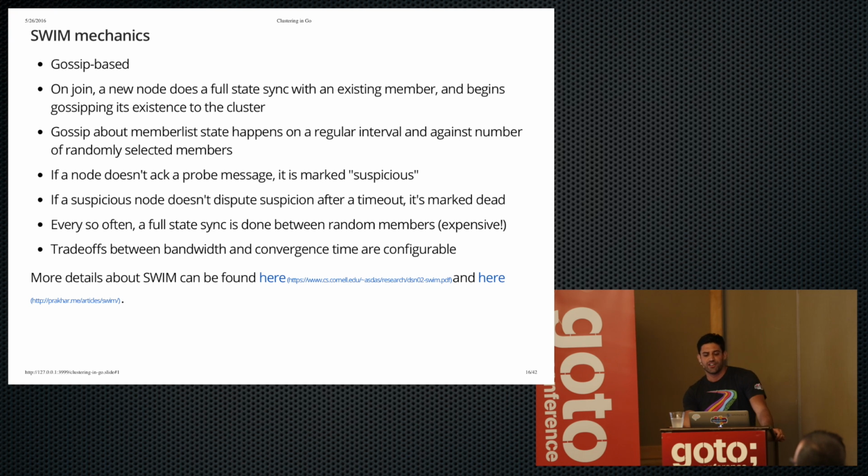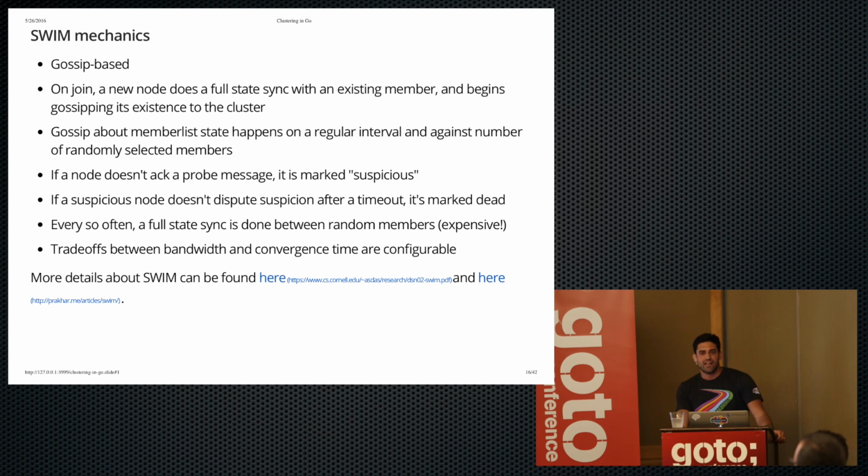And then if a suspicious node doesn't dispute suspicion after a certain timeout, it's marked as dead, which is also gossiped out. So you end up getting this kind of cool, eventually consistent, weakly consistent set of members that's managed across the entire node. So the entire node eventually knows that a particular set of members exist. And every so often, a full state sync actually happens between two different random members.